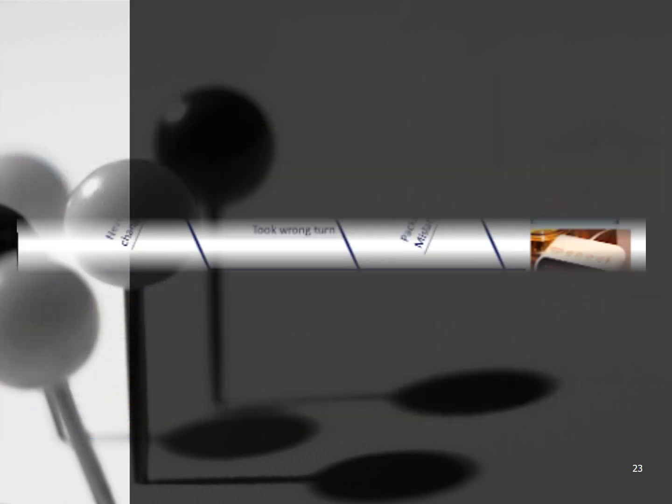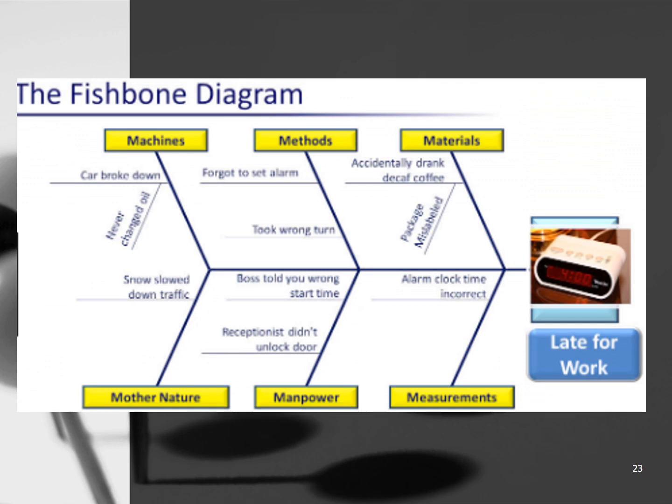More examples on the fishbone diagram. This one is for late for work. Among the causes are machines, methods, materials, mother nature, manpower, and measurement. So this person is using the 6M measurement for the fishbone diagram. Let's take a look at the machines cause. Among the reasons are the car broke down, or he or she never changed the oil. So those are among the causes of late for work.